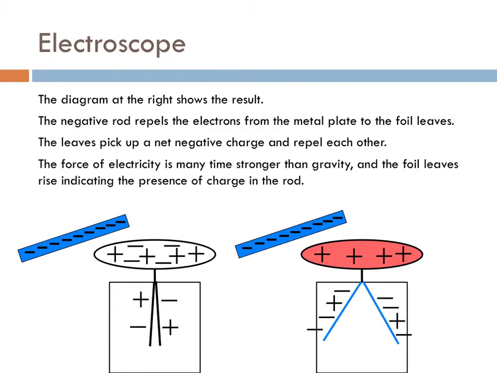Because the electrons are distributed on both of these leaves, they are both considered negatively charged. What that means is because they are both negatively charged, they in fact will repel. So you're going to actually see that these leaves, these pieces of metal, are going to move away from each other because they show that they have the same charge. Now the top part, the metal plate, is going to be left positively charged. It will have more protons than it does electrons.